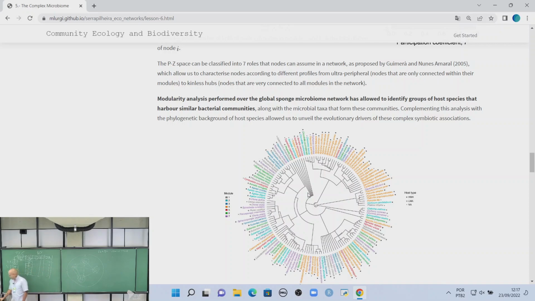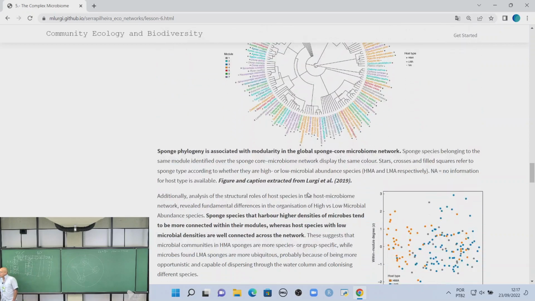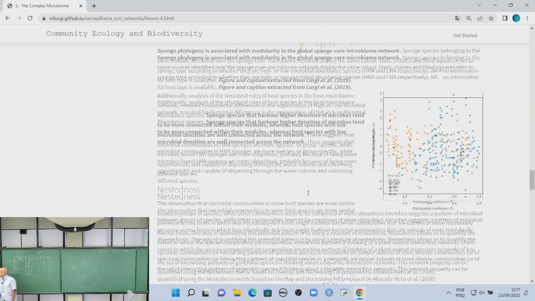So yeah, this is just a way of trying to explore the potential evolutionary mechanisms behind this organization.